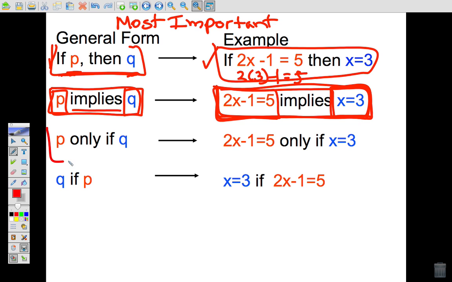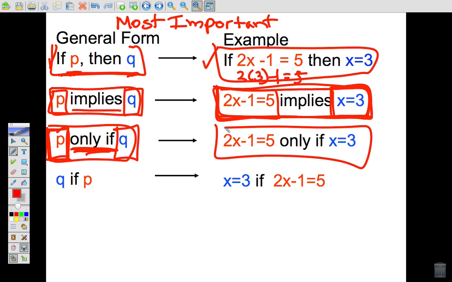How about like this? If we use the words only if, that's another way we can write a conditional. P only if Q. Now where's the P part? Where's the red part? Right here, right? That's the hypothesis. So again, when we use the words only if, the hypothesis is right before and the conclusion is right after. So let's take a look at an example.